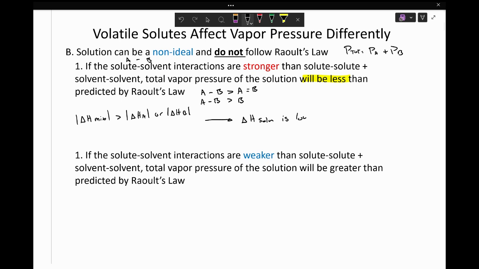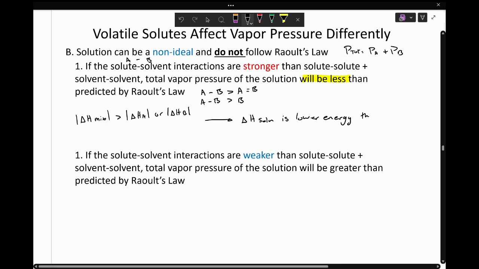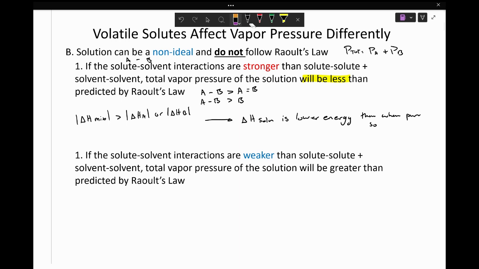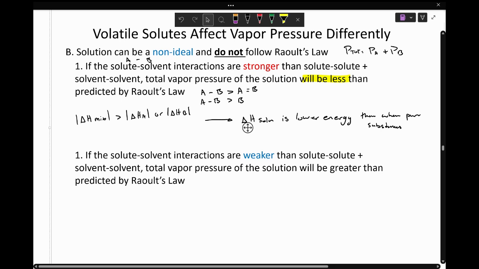And if you have a lower energy state, what's going to happen is that your system is going to be less likely to move away from this lower energy state than when pure solutions or pure substances. And so because you have a lower energy state, if we think of, in all of these cases where you generate a vapor pressure, we're looking at relative energy differences and really just about spontaneity.